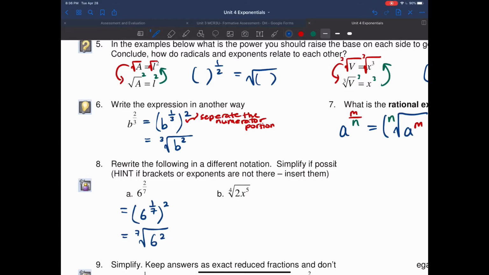Keep in mind it is wrong if you have it like this because you're writing your 7 too big. You have to make sure that you make the root number small.